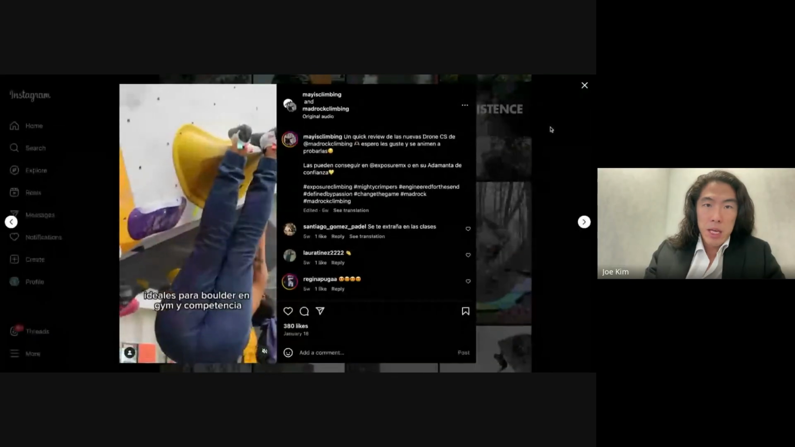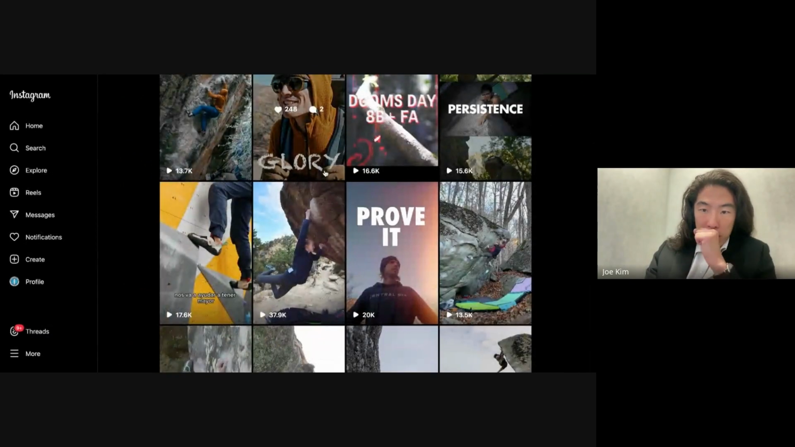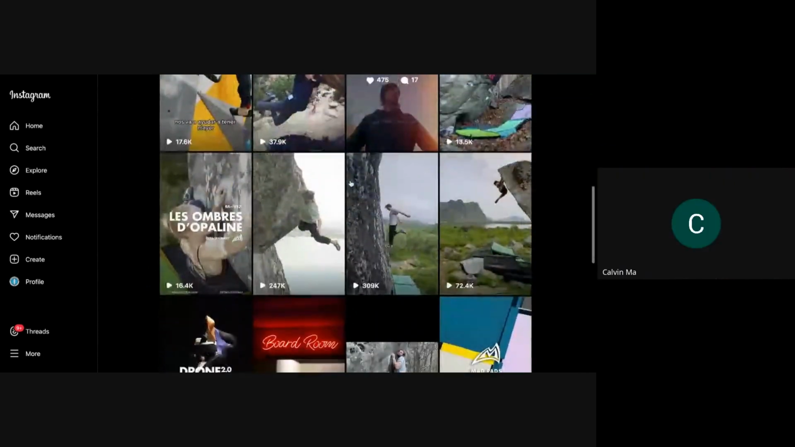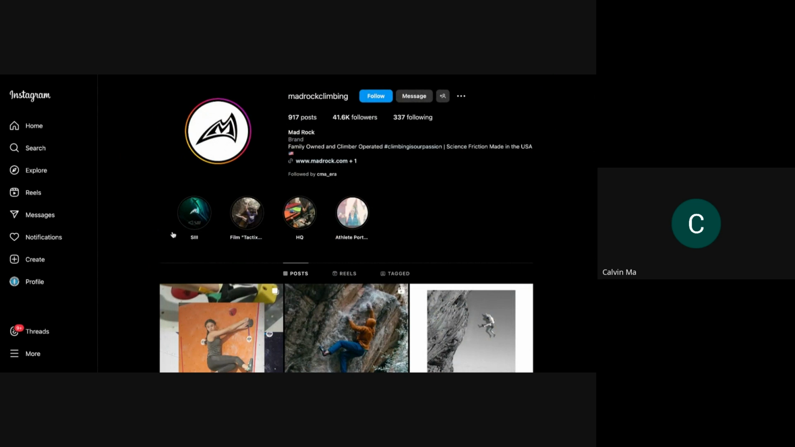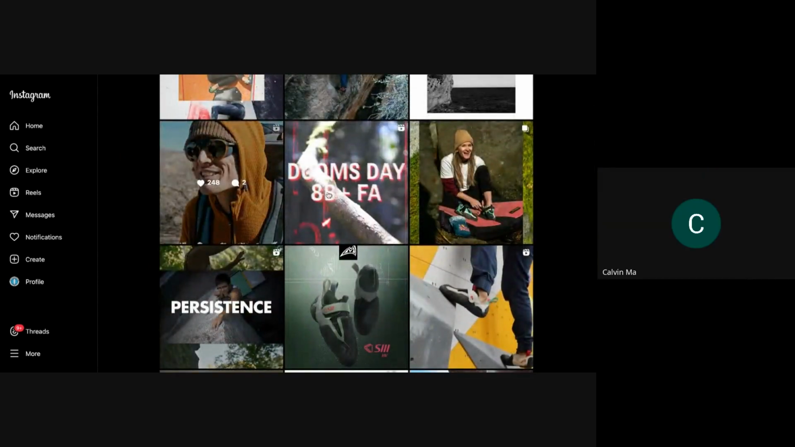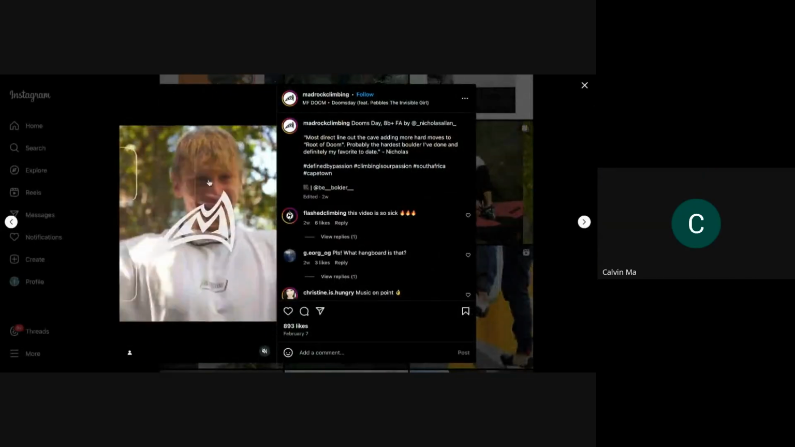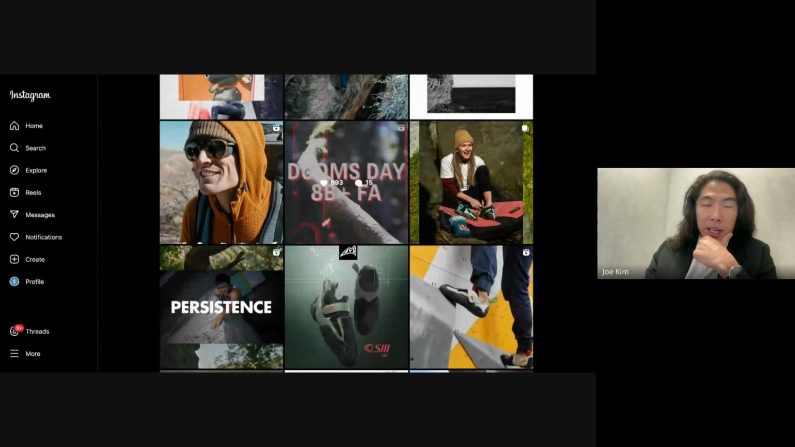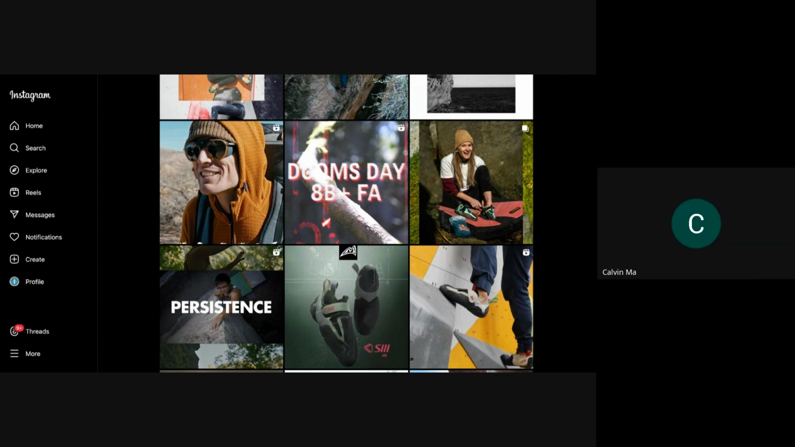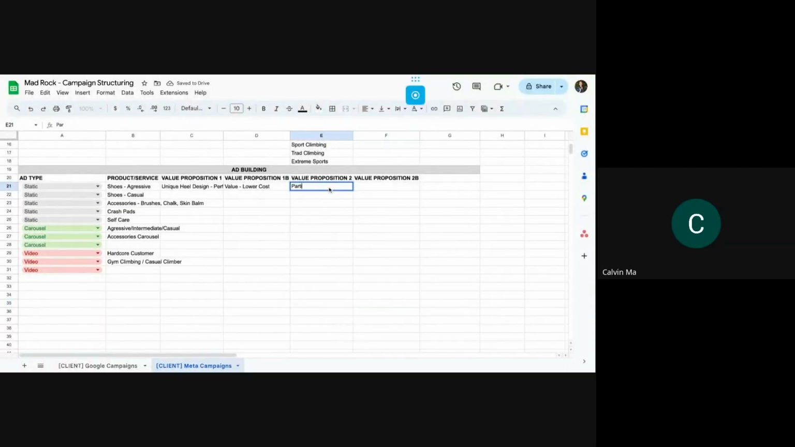Let's take a look at their social and see if there's anything else. The community is one big thing too. They have a lot of events, a lot of clinics. So participating in a community. And I think that's very important for the really serious climbers, but also casual climbers too.